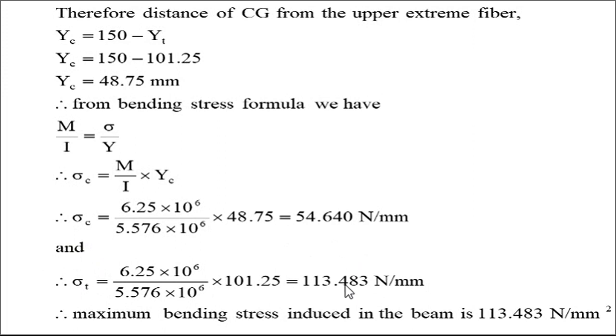Now out of these two, sigma C and sigma T, which is the maximum value? We have to see which is the maximum bending stress, either in compression, sigma C, or in tension, sigma T. Out of both of these, the sigma T value is the maximum, that is 113. So our maximum bending stress induced in the beam is 113.483. In this way we determine the maximum bending stress developed in the T section beam. Thank you very much.